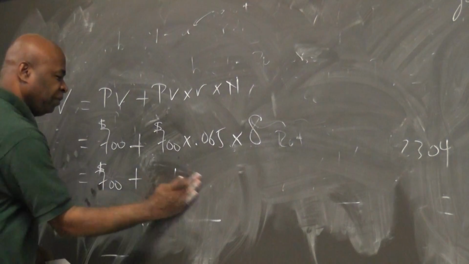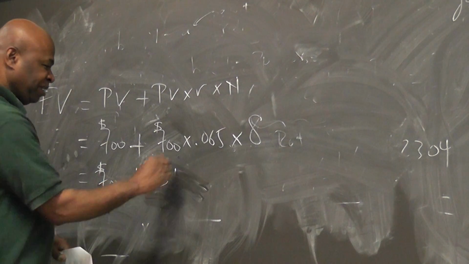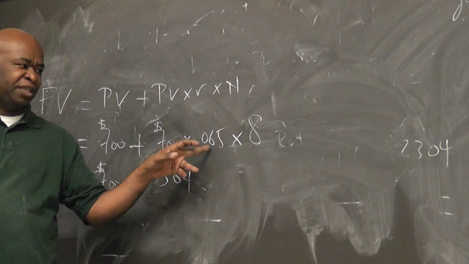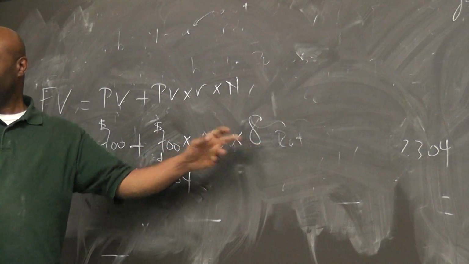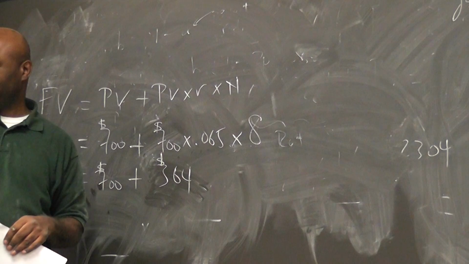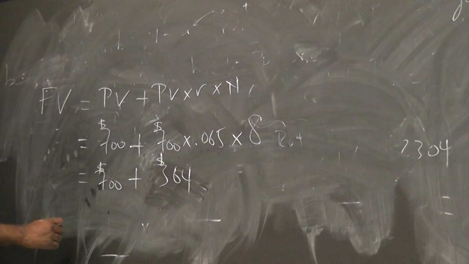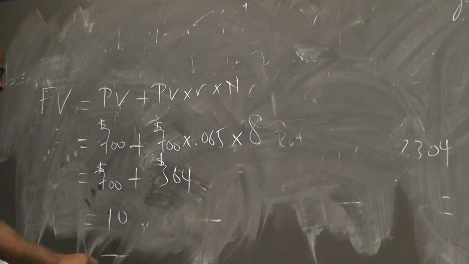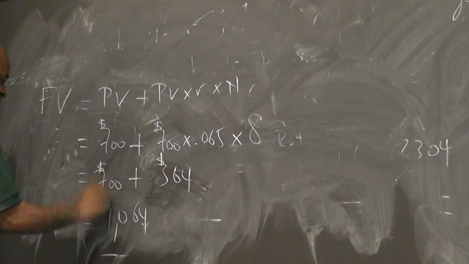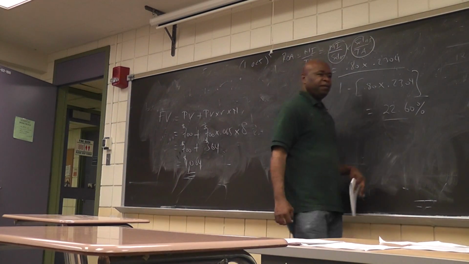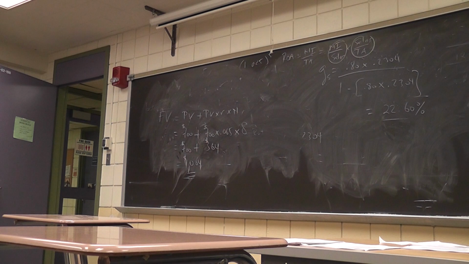Oh, 364? Yeah. I thought I heard 1,000. Right, because it's 700 times 0.065 times 8. Yes, 364. So then when we combine those two, 1,064. So that would be the future value assuming simple interest annually, right?